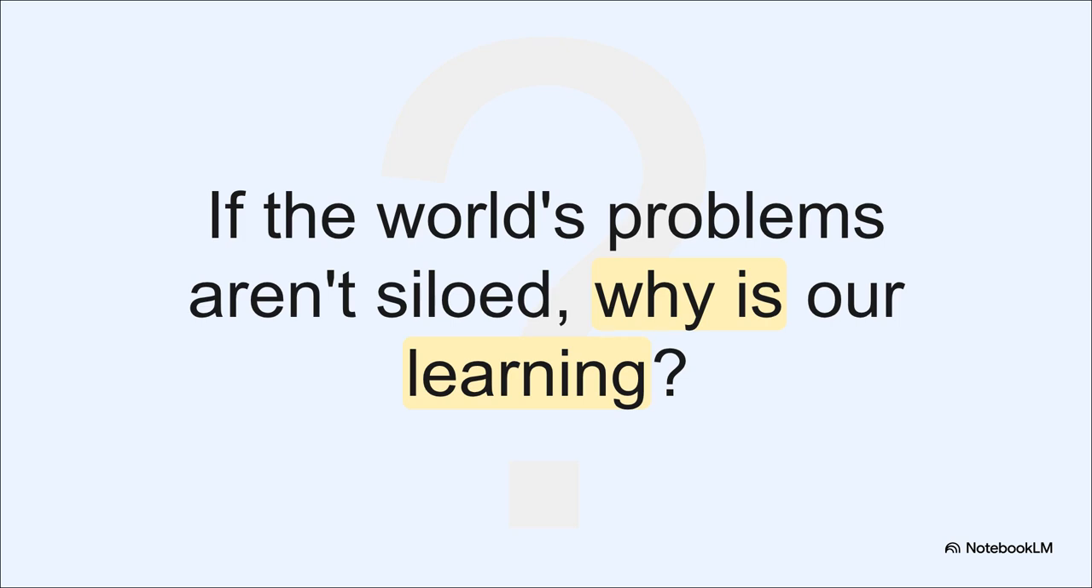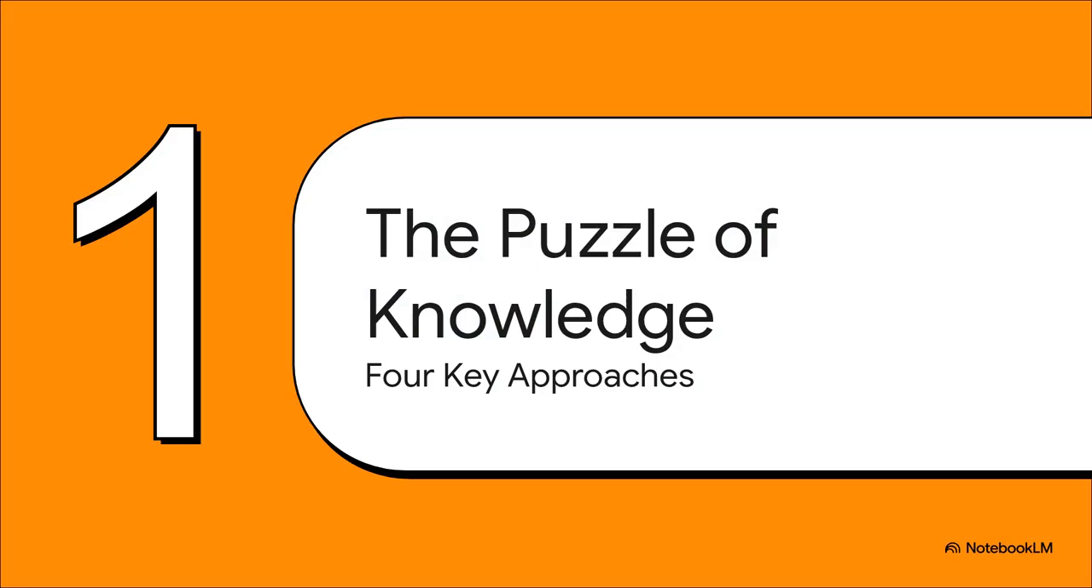Think about it for a second. Huge issues like climate change or economic inequality, they don't fit neatly into a science box or a social studies box, right? They're messy, they're interconnected. So this whole explainer is really about exploring better ways to organize what we learn for the complex world we actually live in. To do that, we're going to break down 4 key approaches for assembling this huge puzzle of knowledge. You can think of them as steps on a ladder or a continuum, starting with the most basic and building up to the most integrated. Each one gives us a totally different way of seeing the world.